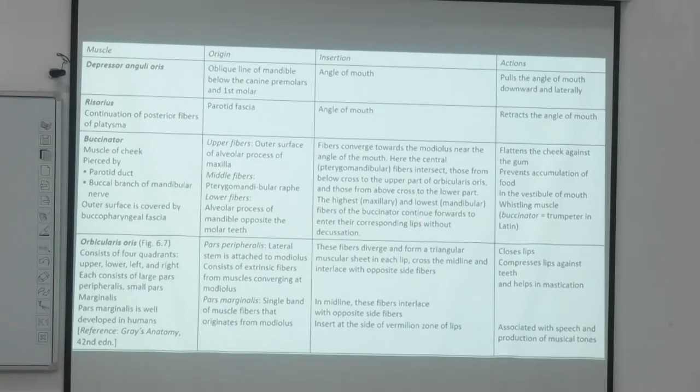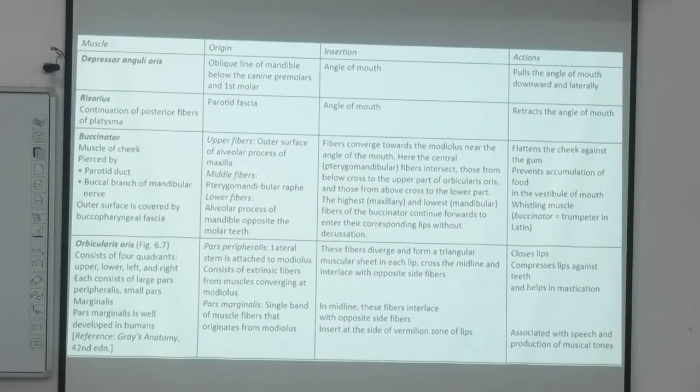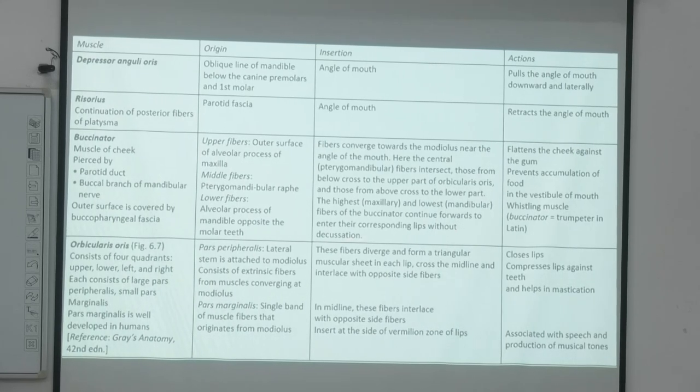thick rounded structure. Fibers converge towards the modiolus near the angle of the mouth, and here the central pterygomandibular fibers intersect. That means these middle fibers intersect at the modiolus, and those from below cross to the upper part of orbicularis oris, and those from above cross to the lower part. And the highest maxillary and lowest mandibular fibers of the buccinator continue forward to enter the corresponding lips without decussation.